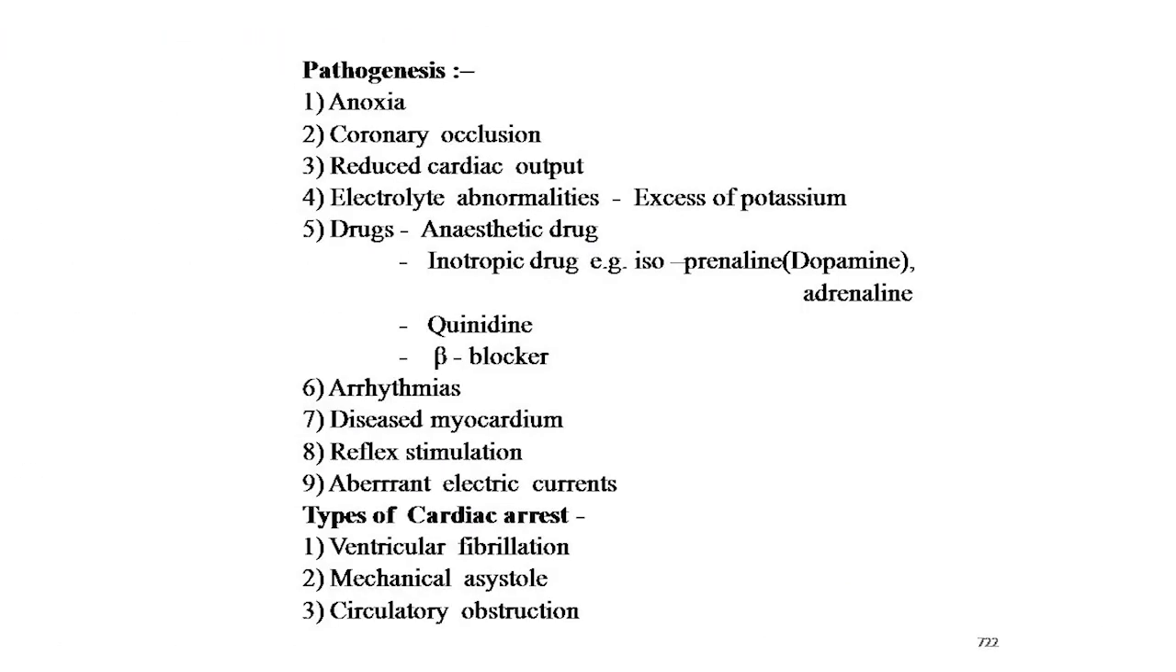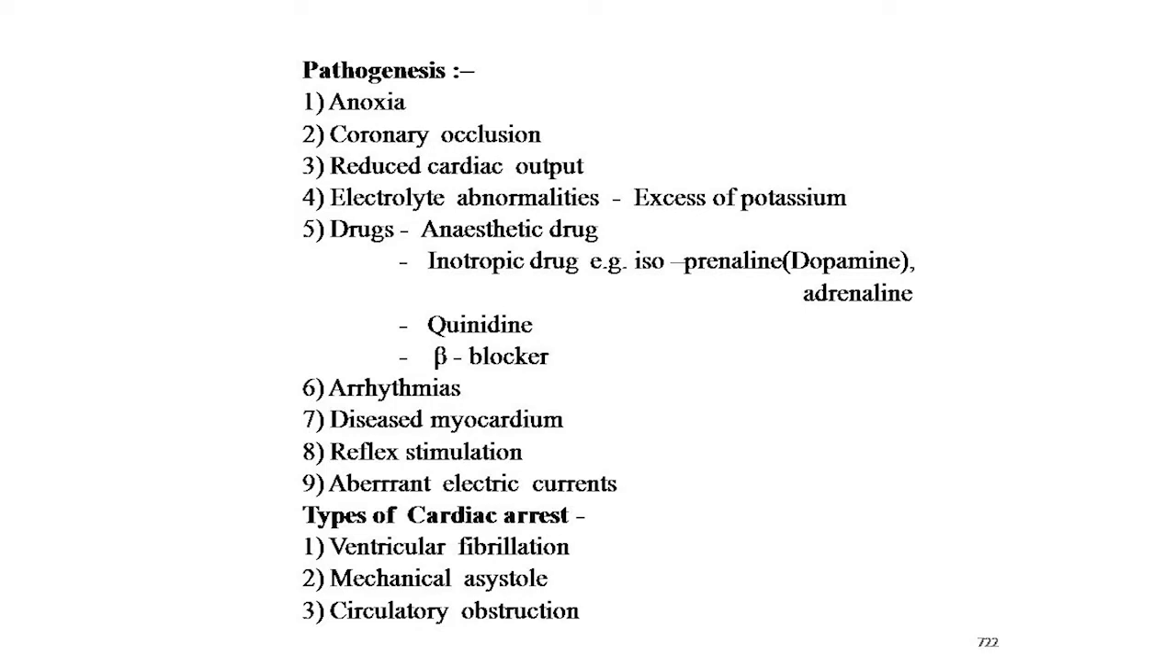Now the pathogenesis. There are a number of causes of cardiac arrest. One is anoxia, inadequate ventilation and tracheobronchial obstruction, either from retained secretions or aspirated gastric contents, may cause cardiac arrest. Coronary occlusion of one or more coronary arteries with resulting myocardial ischemia and infarction is the second common cause of cardiac arrest. Third, reduced cardiac output may also cause cardiac arrest due to a marked decrease of cardiac output and rapid fall in blood pressure.